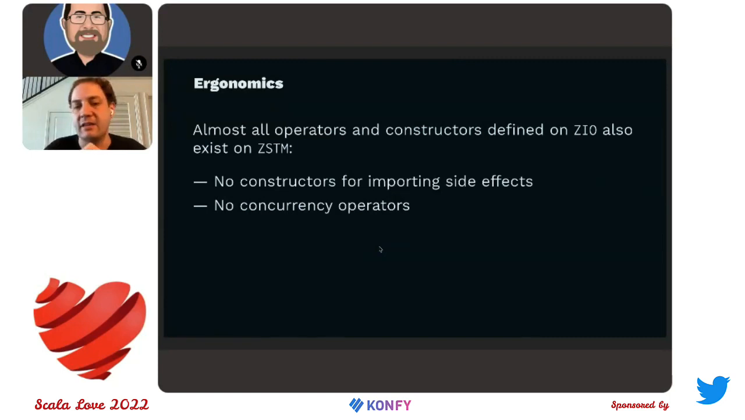So we don't have something like ZIO async. There are a lot of specific constructors for importing side-effecting code, and we don't have those because we can't do arbitrary side effects with an STM. And there aren't concurrency operators in STM because you don't do concurrency within STM itself. You use STM to describe these transactions, then you may use those transactions concurrently. But other than that, any operator that exists on ZIO also exists on STM, with the same name and the same type signature.